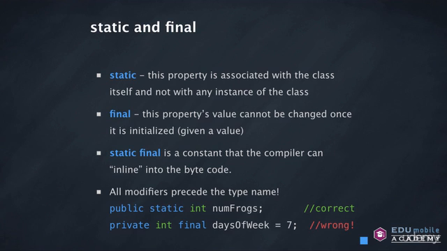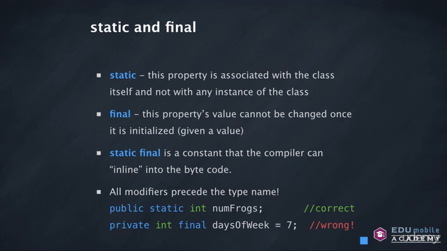So the first example here, public static int numFrogs, is correct. We have an integer number of frogs. It's declared as public. I can see it anywhere. And static, it belongs to the class, not an object made out of the class. So this is a correct declaration.